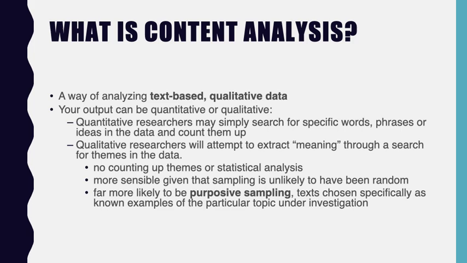Qualitative researchers, though, are actually attempting to create meaning through the themes. They are looking through themes to find what the underlying meanings are. So in this case, they're not counting up themes or running statistical analysis. Instead, they're saying these are the themes and this is how they meant those themes. This means that the sampling is not likely to be random and instead is purposive. So the texts are chosen specifically as examples of a particular topic under investigation.